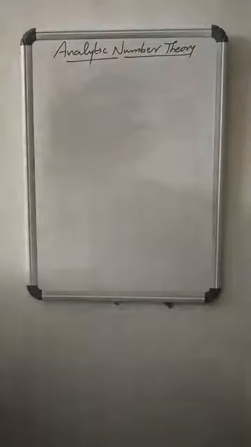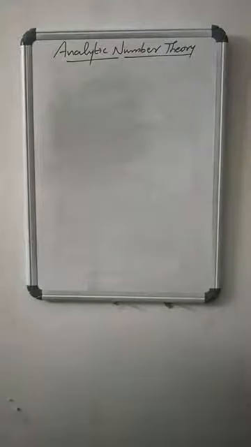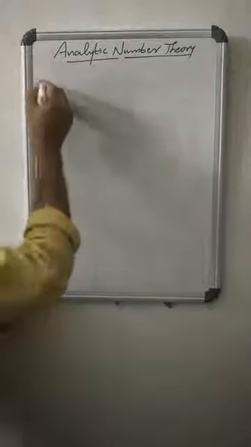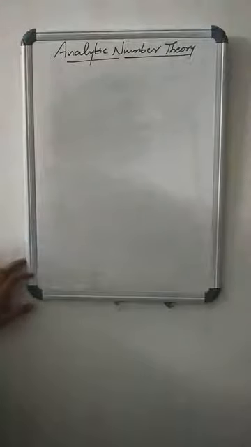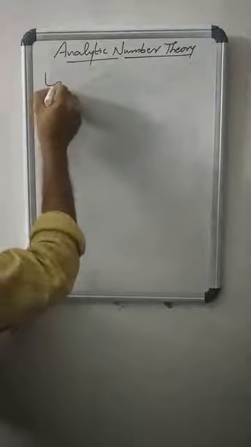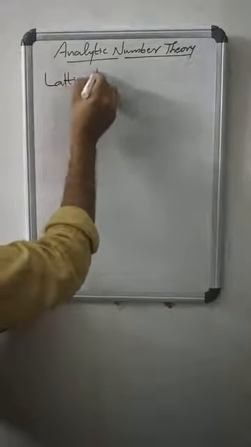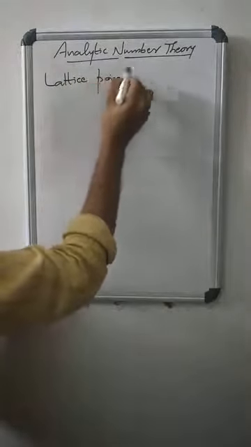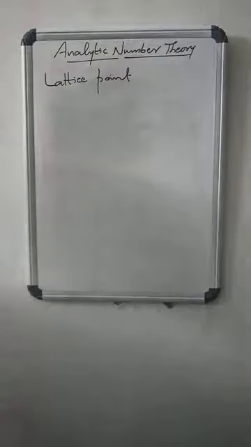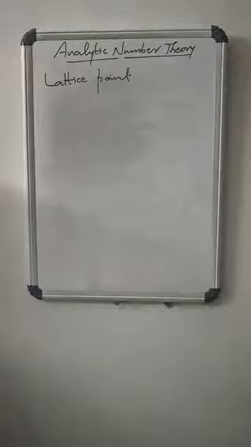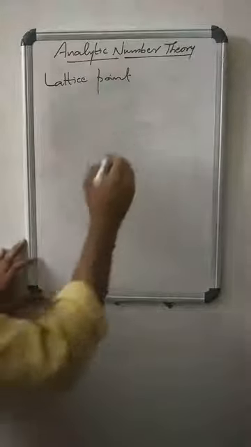Dear students, welcome back. In this class, let us discuss a new term. It is lattice point. What is a lattice point? A point is said to be a lattice point if it has integer coordinates. A lattice point is a point with integer coordinates.